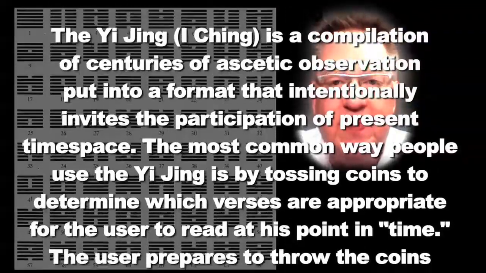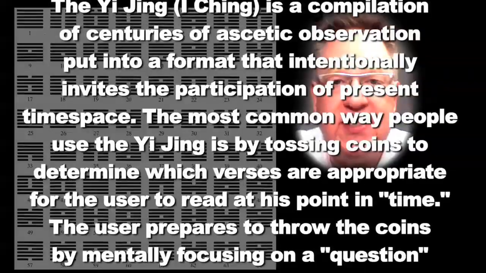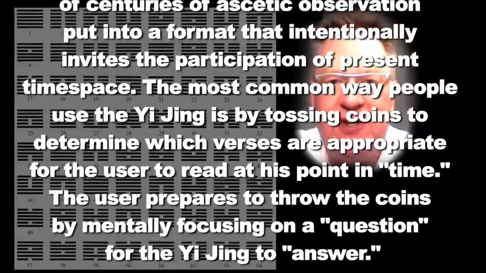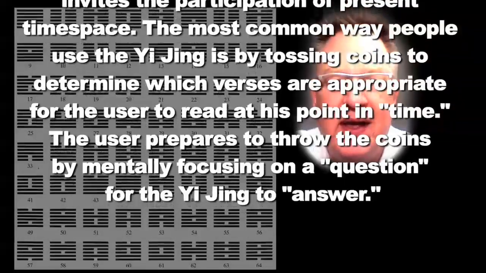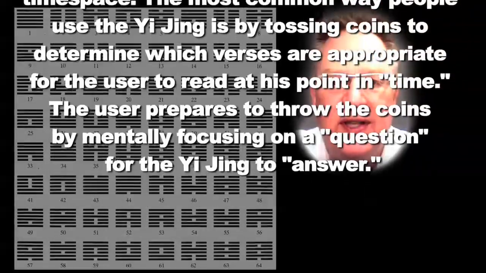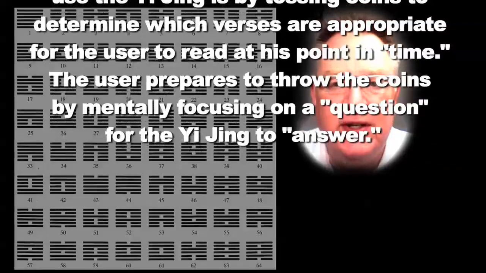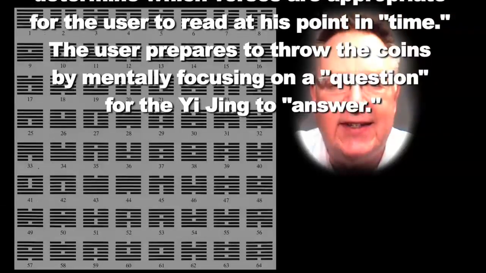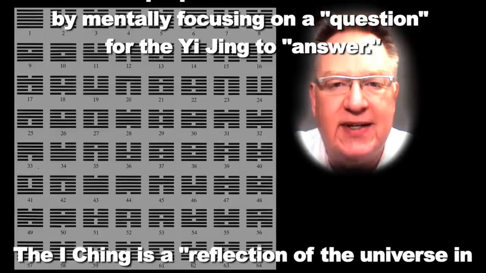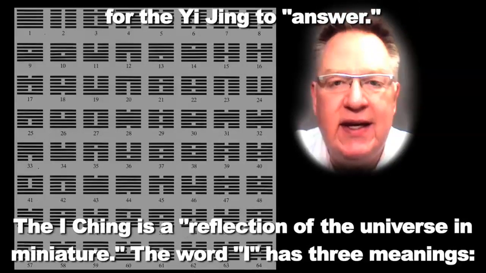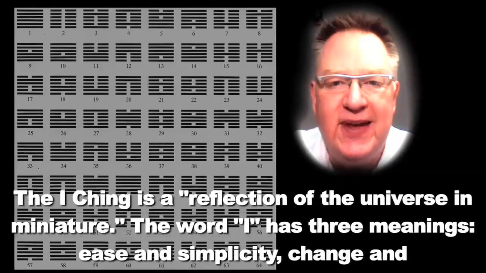The most common way people use the Ching is by tossing coins to determine which verses are appropriate for the user to read at this point in time. The user prepares to throw the coins by mentally focusing on a question for the Ching to answer. Here's a few quotes from the Wikipedia article on the subject. The Ching is a reflection of the universe in miniature.